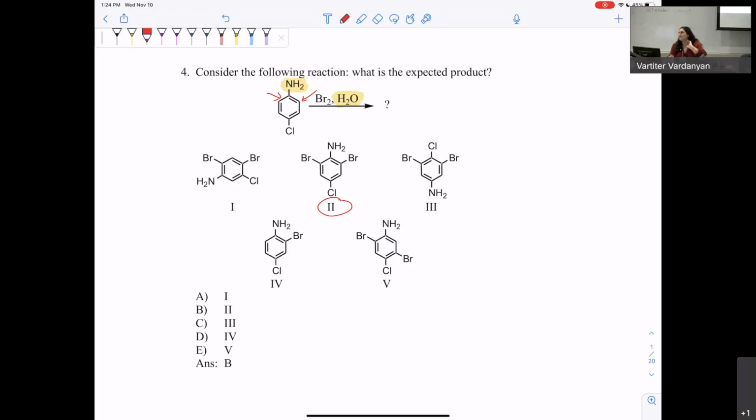Yeah, SD just means strong deactivator, and WD is weak deactivator, and A is activator.